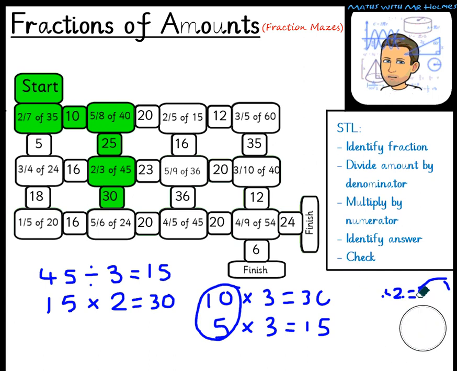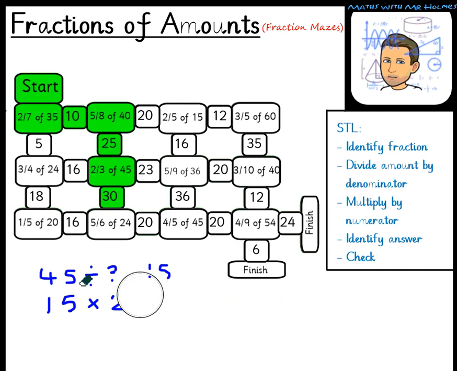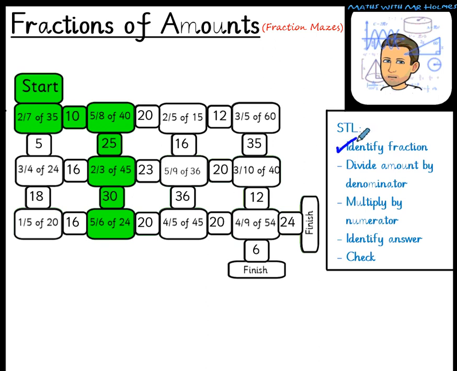Okay, we can get rid of this. And let's see what our next question is. We're going down to 5/6 of 24. So 5/6 is our fraction. We've got 24, and we want to divide that by our denominator, 5/6, so that's 6. 24 divided by 6, that's in my times tables, 4, because I know 4 times by 6 is 24.